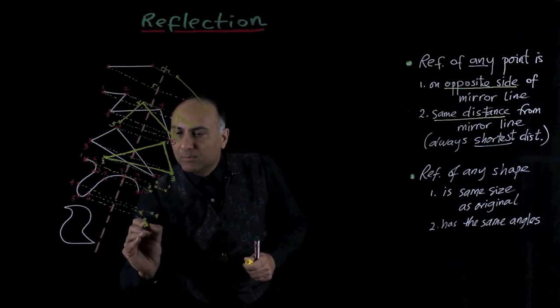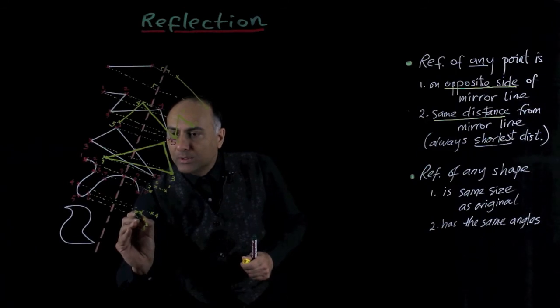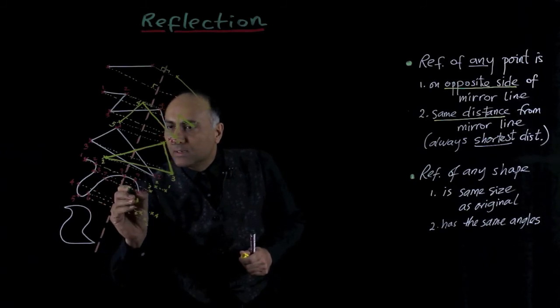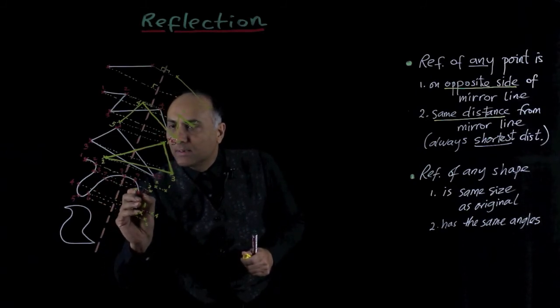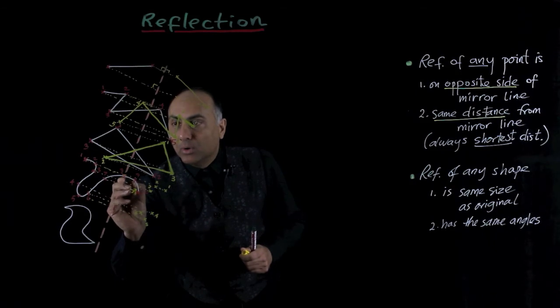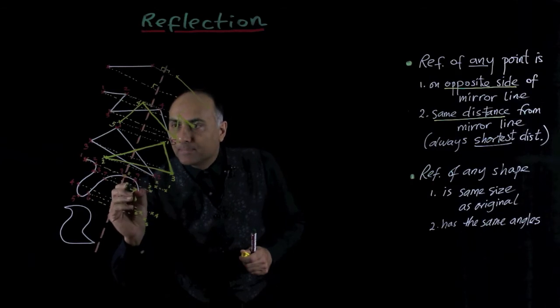It is important to keep track of which point is the reflection of which point, especially when you have quite a few. 7, its reflection is about there. 8 is actually on the mirror line, so its reflection will also be on the mirror line in exactly the same place. So 8 is on the mirror line.